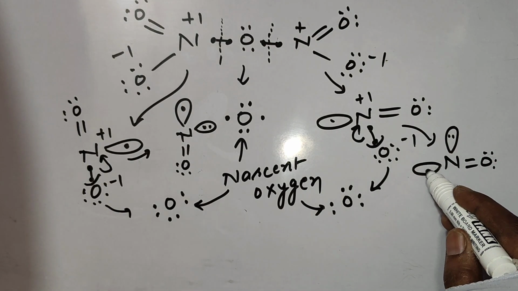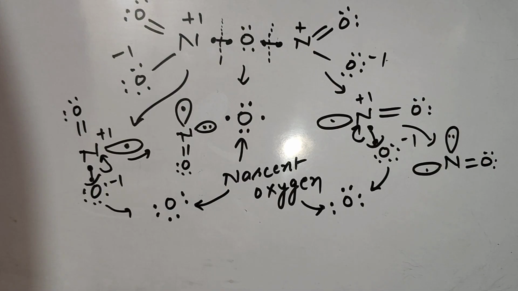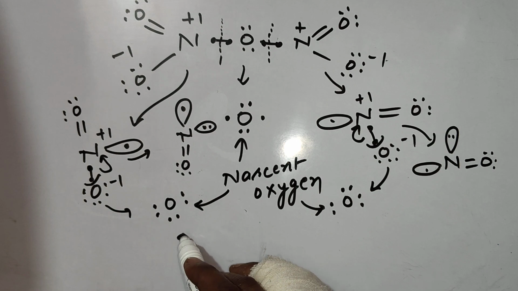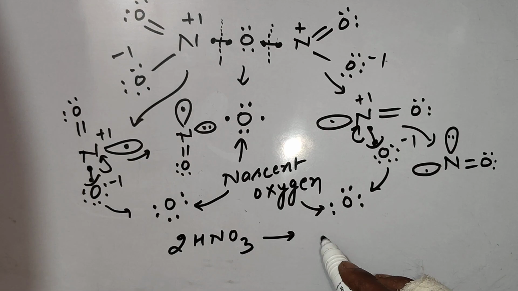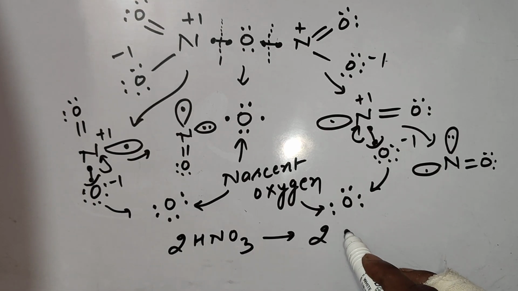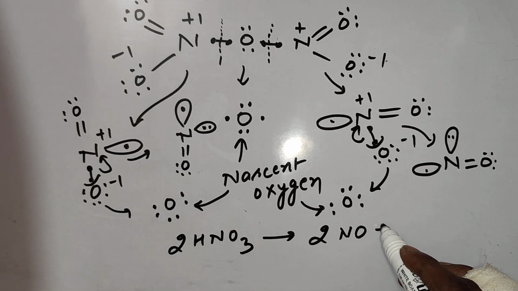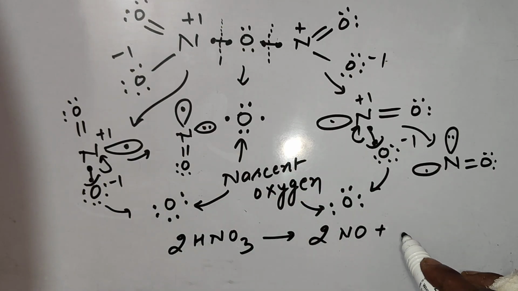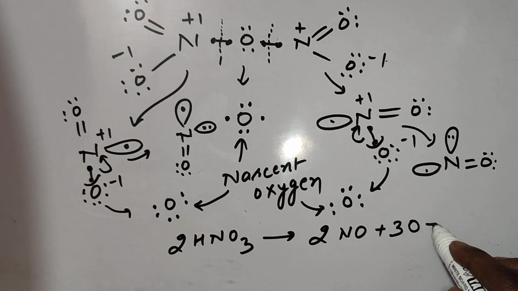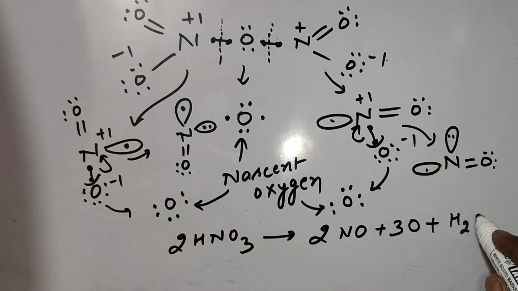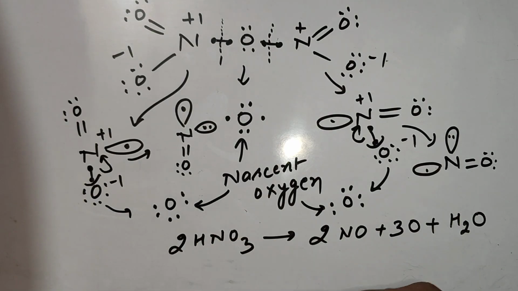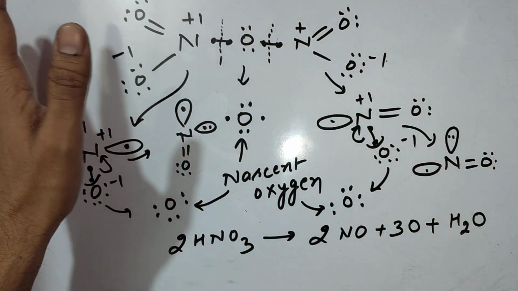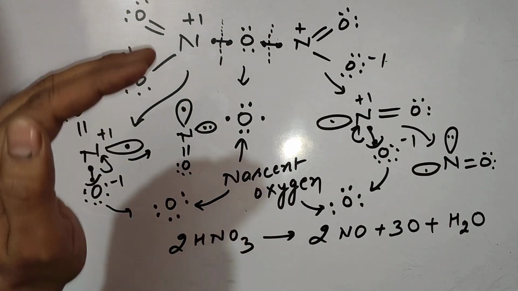Lone pair and one unpaired electron: the nitric oxide molecule. But this is happening there first. It means two particles of HNO3 are creating two particles of nitric oxide, three particles of nascent oxygen, and please check, water molecules were also released, one particle of H2O. It's a side reaction which is happening, which normally we do not discuss while solving nitration of phenol.